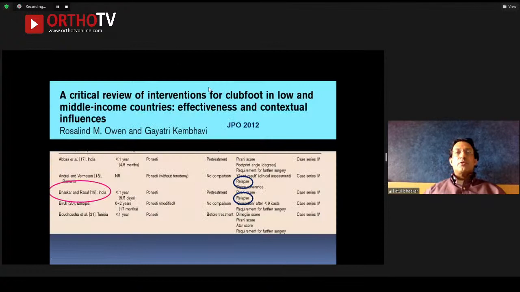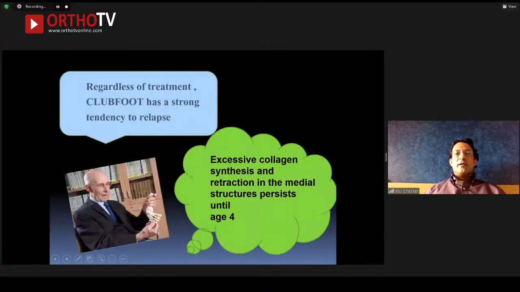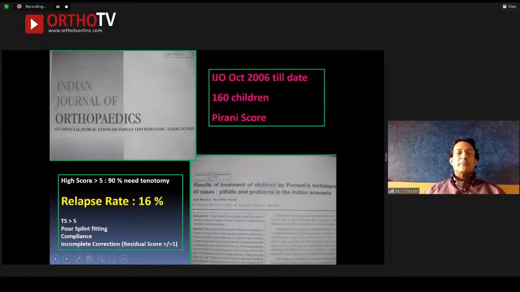And it's been shown that in low-income countries, the relapse rate is very high, and it is basically based on the poor brace compliance. And Dr. Ponseti himself has mentioned that relapses can occur because of the excessive collagen synthesis and retraction that can persist until age 4. So the biology is again not in our favor. So that's why the maintenance phase becomes very, very important.